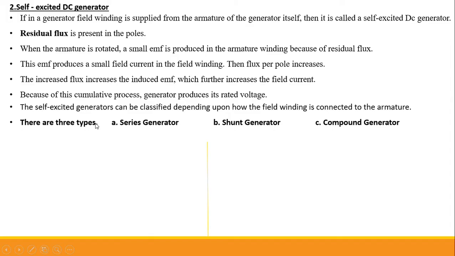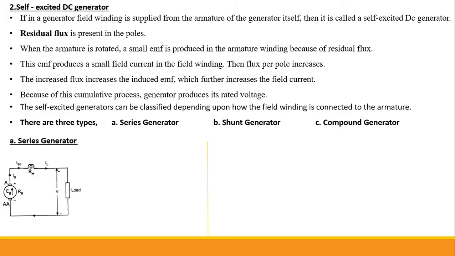The self-excited generators can be classified depending upon how the field winding is connected to the armature. If it is connected in series with the armature, then it is called a series generator. Second one, shunt generator. Here, field winding is connected across the armature. And the third one is compound generator. Let us know one by one.